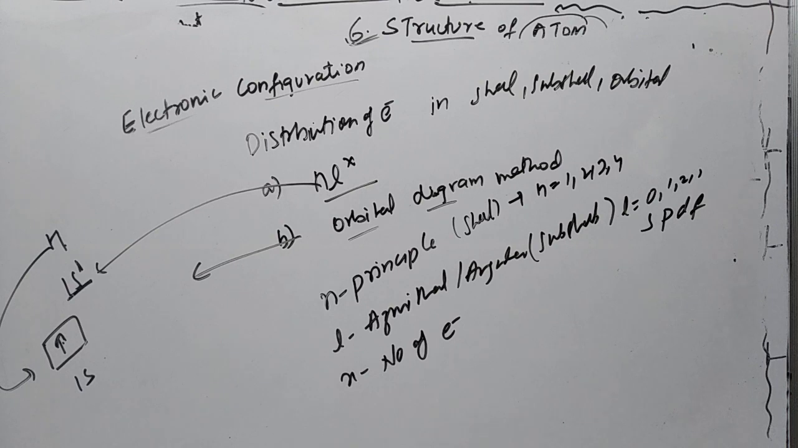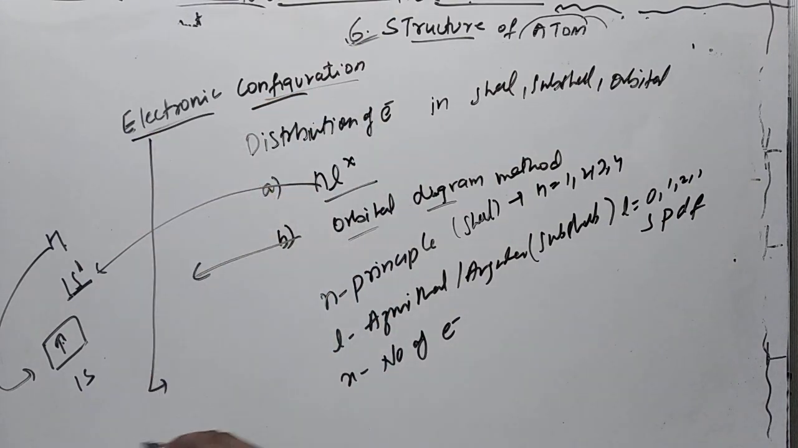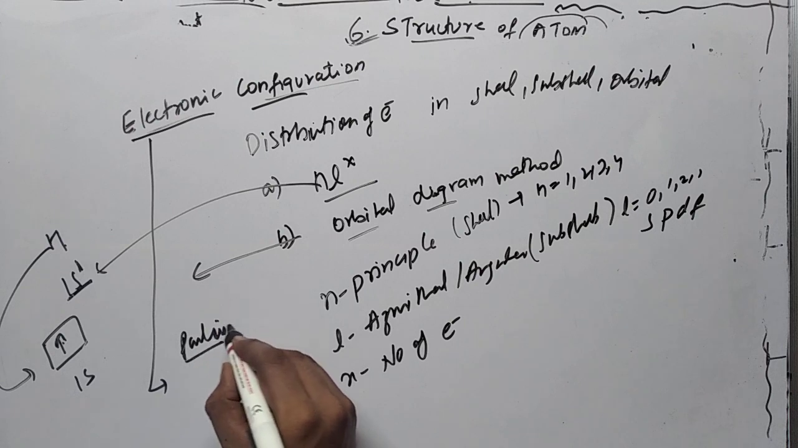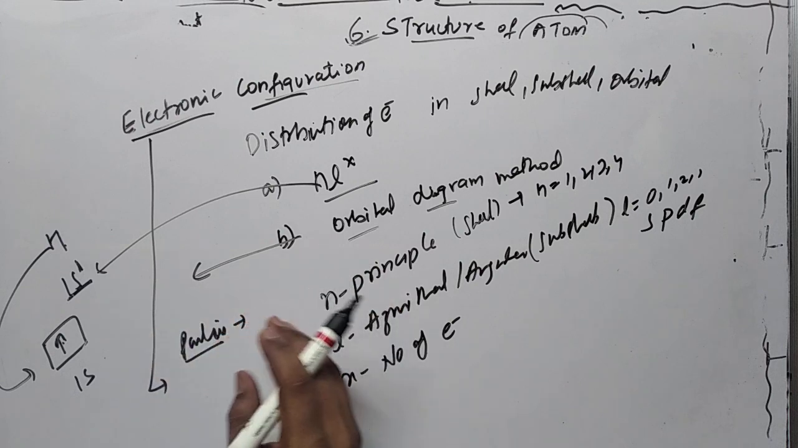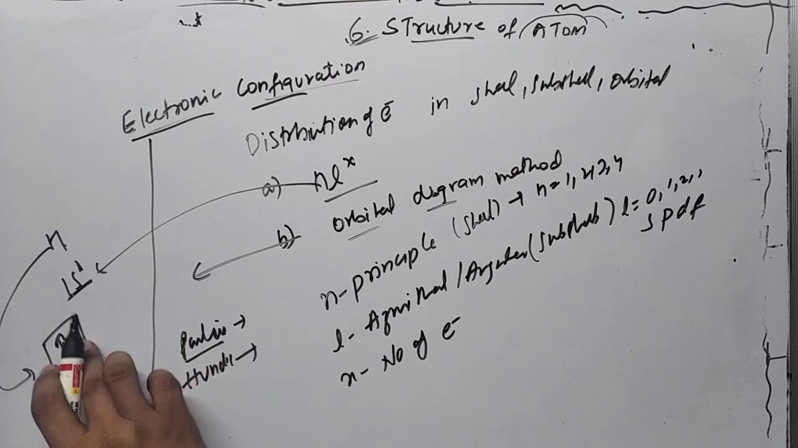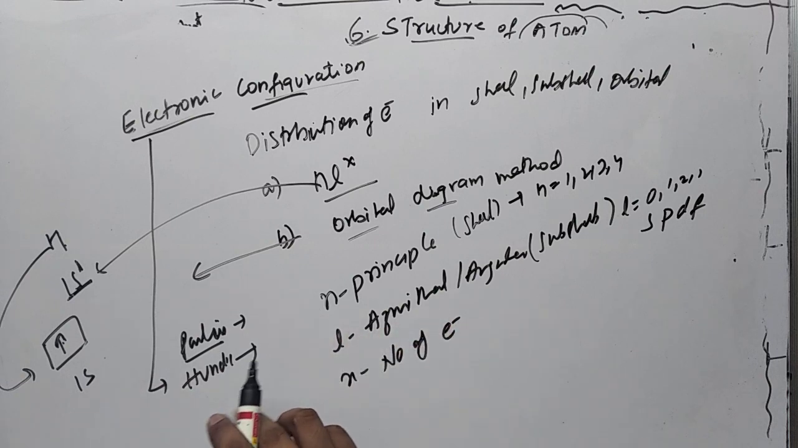The filling of electrons in the orbitals takes place as per the Aufbau principle, Hund's rule and the Pauli exclusion principle. To write the electronic configuration you have to use three rules. First, the Pauli exclusion principle: no two electrons can have the same four quantum numbers. Second, Hund's rule: while filling, pairing of electrons should take place only after filling all the orbitals with one electron each. Third is the Aufbau principle, which is very important.